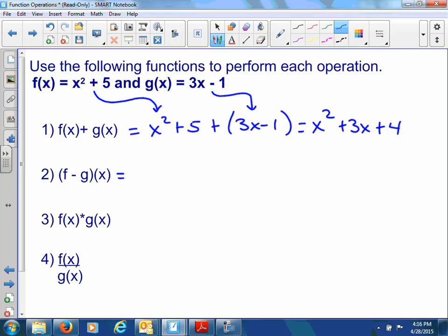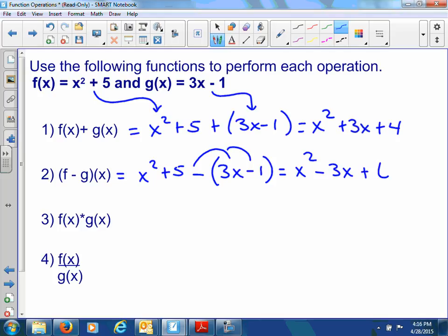If I'm subtracting, I have x squared plus 5 minus, in parentheses, 3x minus 1. That subtraction needs to go to both terms. So this becomes x squared minus 3x. And then 5 minus a negative 1, which becomes 5 plus 1, which is 6.